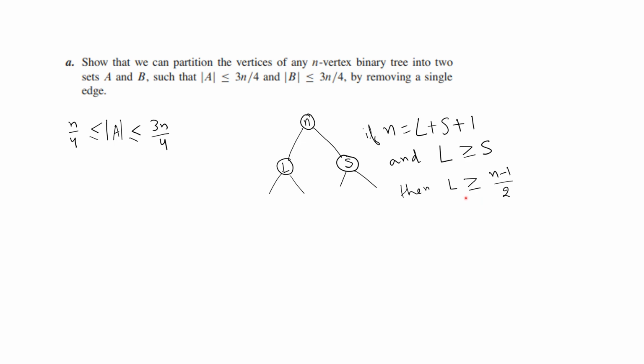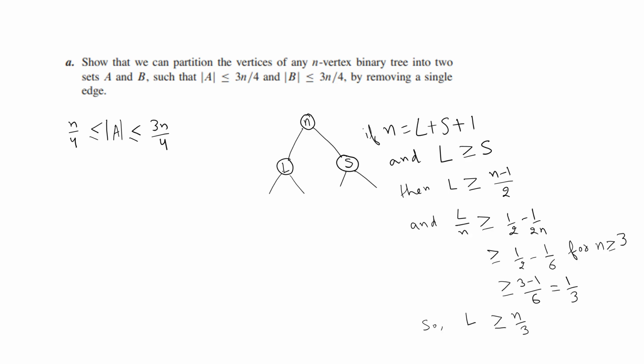and that would mean that L will always be greater than or equal to n minus 1 by 2, because we have already assumed that L is greater than S. So if we divide the total of L plus S by 2, the minimum value of L will be that only. So from this we can prove that L will always be greater than n by 3 for n greater than or equal to 3. You can follow through these steps and see for yourself that L will always be greater than n by 3 for n greater than or equal to 3. What happens when n is less than 3?